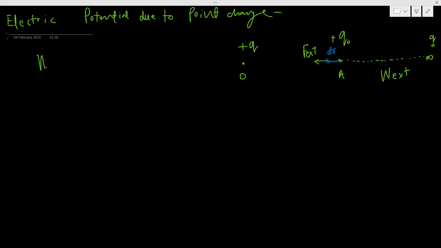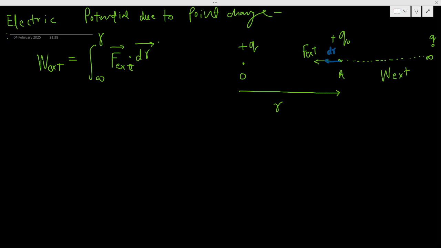You can write like this: work done by external force, and that is infinity to r, because the initial distance is infinity, and the final distance is r, because this distance is r. Now, F external vector dot dr vector. So you can clearly see it's a very simple formula of work done by the external force.